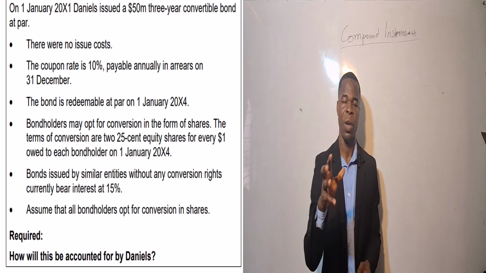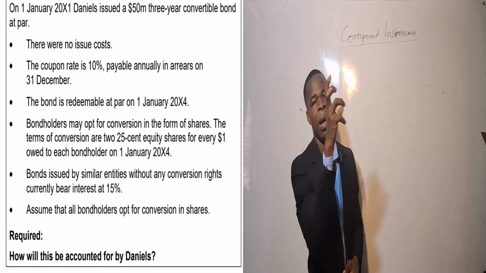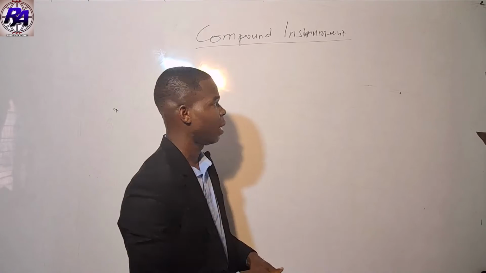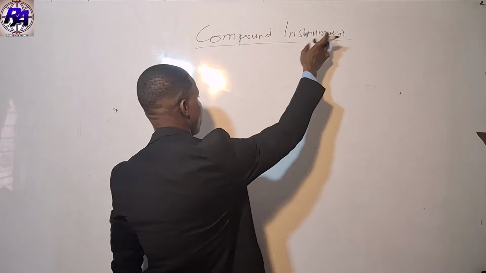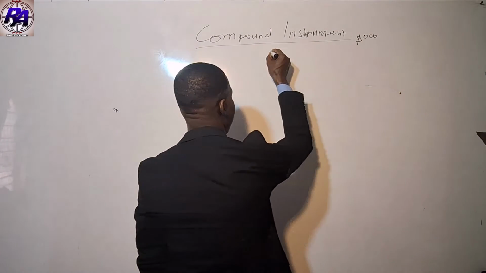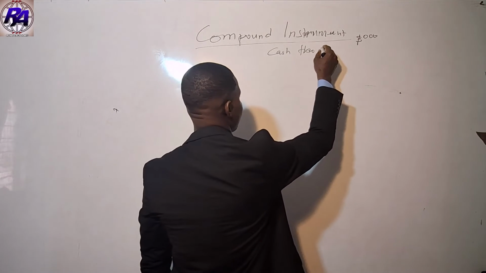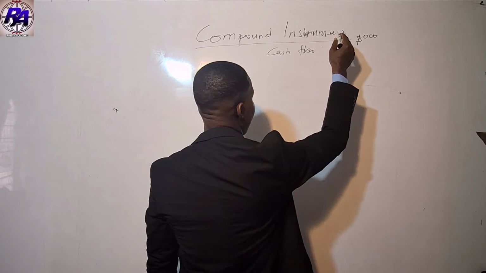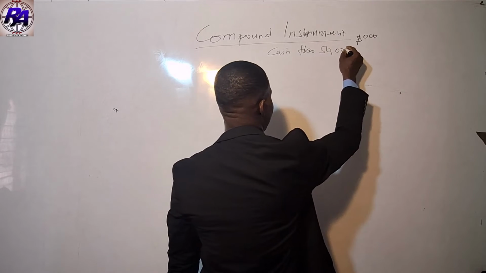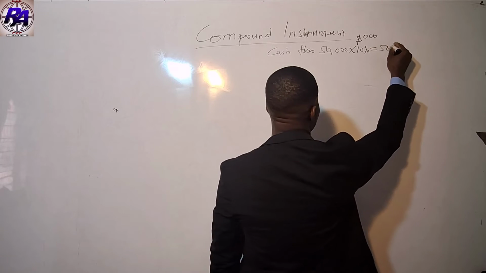First of all, we have to ascertain the liability component. Then we take it from our coupon value to get the equity component. How do we do it? Let's dive in. We are taking 3 zeros away. So our cash flow here is going to be the 50,000, which we are taking 3 zeros away, times the coupon rate of 10%. This is going to give us 5,000.